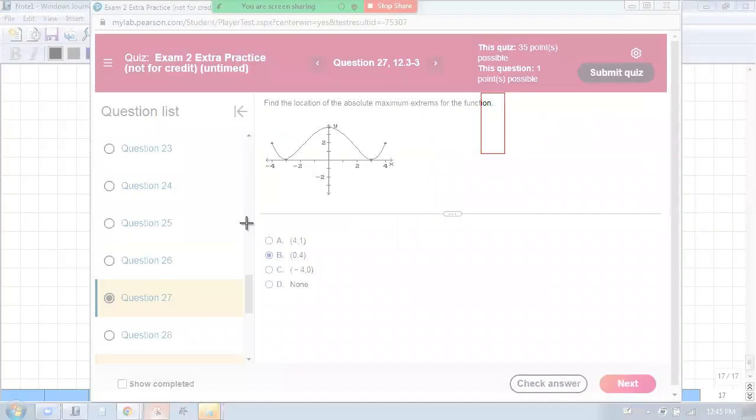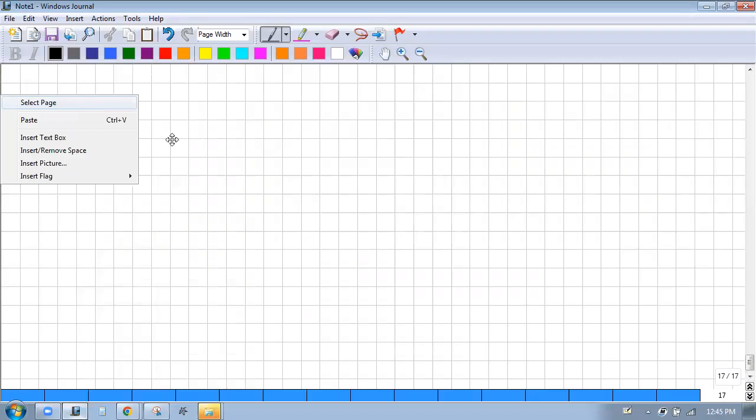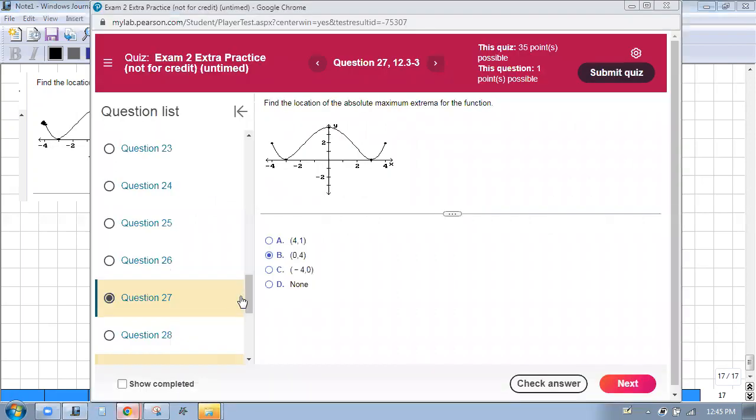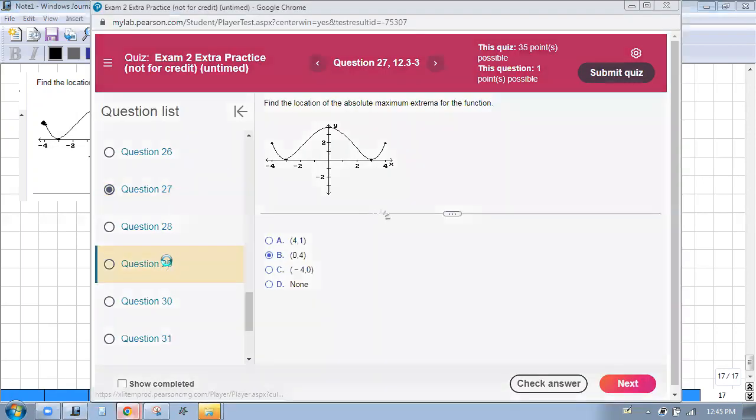This one looks easy. Find the location of the absolute maximum. Well, it's right here. That's the maximum, right? It's at (2, 4). See these dots here? That means the graph ends there. Okay, so it's (0, 4). That one is easy. The next one.